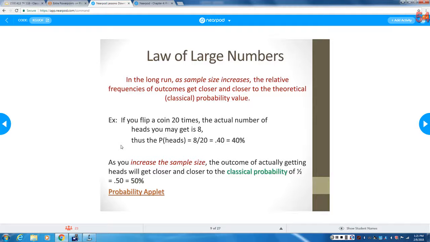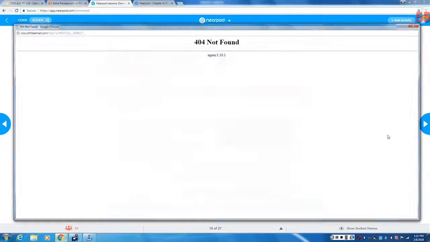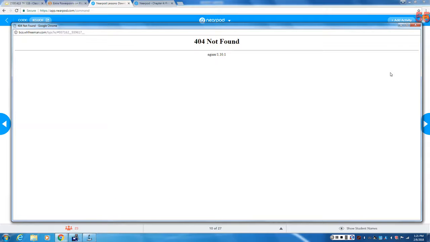Well, the more and more times you repeat this experiment, say you flipped it 100 times or 1,000 times, you get closer and closer to the true probability of 0.5. And that's the law of large numbers, and that's what casinos use. I don't know if the probability applet works. So that's the law of large numbers.